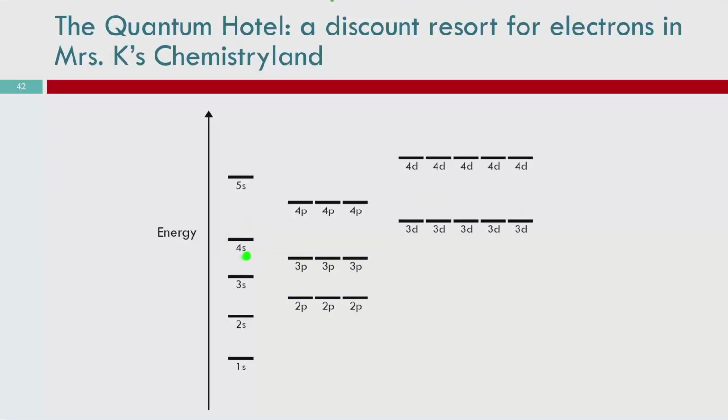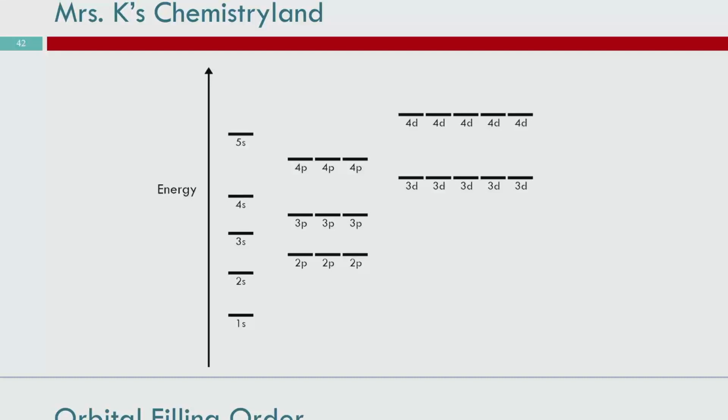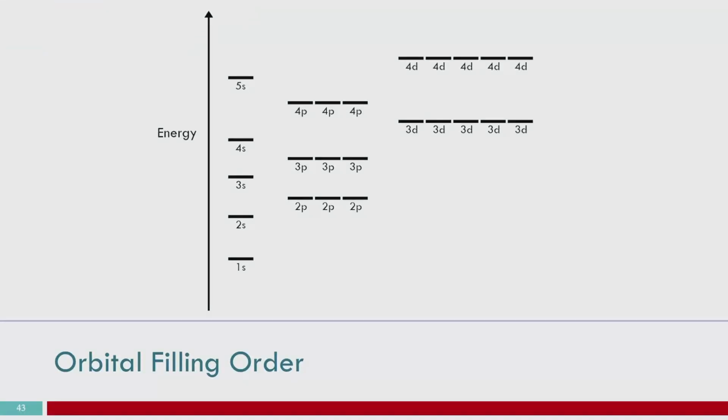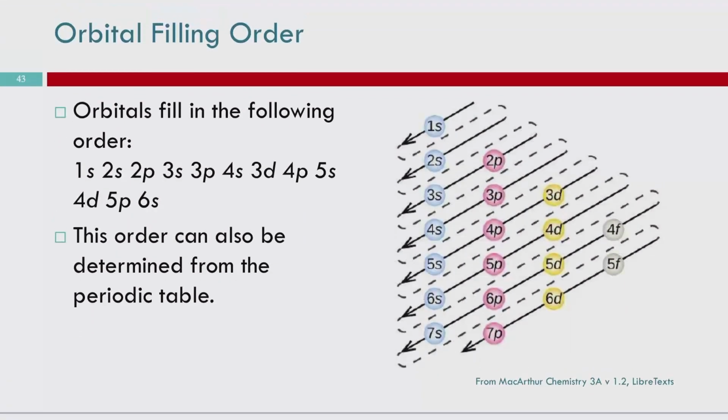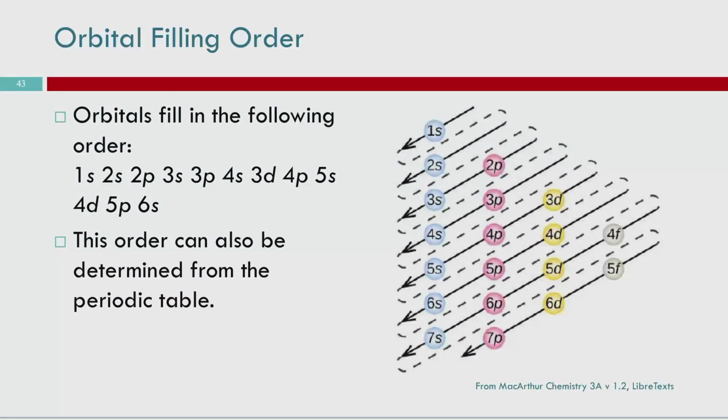So we would jump up to 4s. And this seems confusing. There are a couple of tools that we can use to remember this energy filling diagram other than just memorizing this. But I think that's the least easy way to do it. Okay, so one of the orbital filling order tools that we can use is this one.